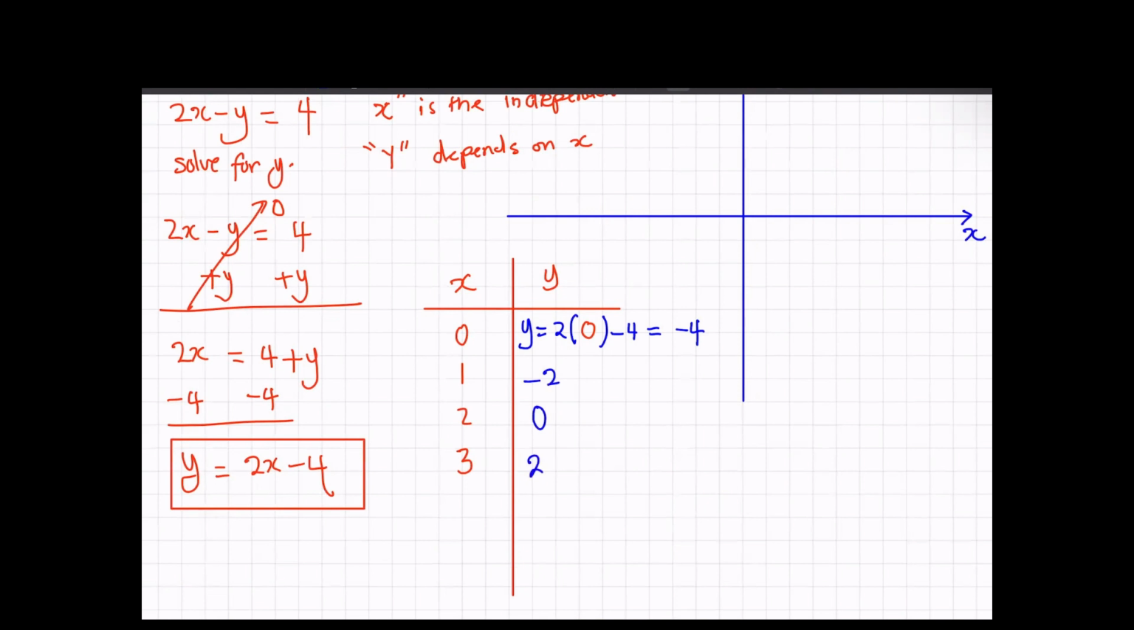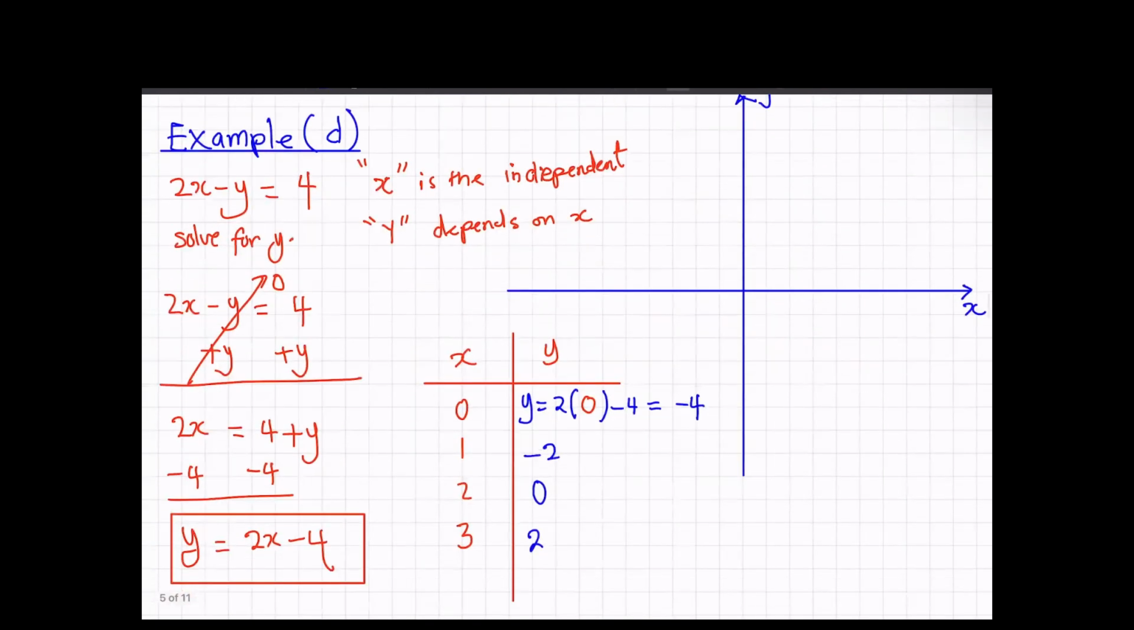If you want, you can check that by using a calculator or whatever way you want to do that. But the idea is simply to replace x with a 1 and you get the value of y. So let's go ahead and plot these points.